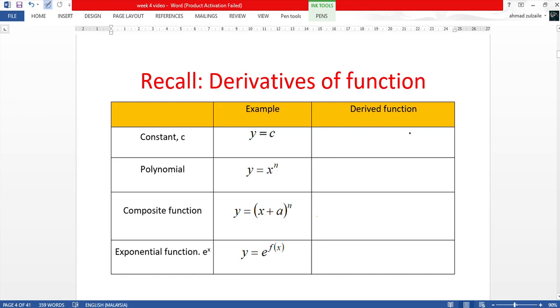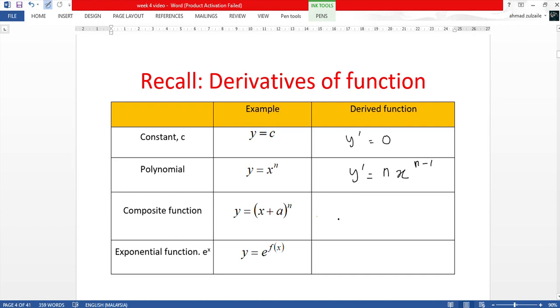Let's say you have a constant, y equal to c. The derived function will be f prime equal to 0, because there is no slope for a straight line, whether it is a horizontal line or vertical line. There is no slope unless you have a straight line that includes a gradient, so you can differentiate the function in order to get the derivative. Next, for the polynomial y equal to x to the power of n, what is the derivative? Yes, definitely. You bring down the power n in front of your x, and then subtract 1 from the power.